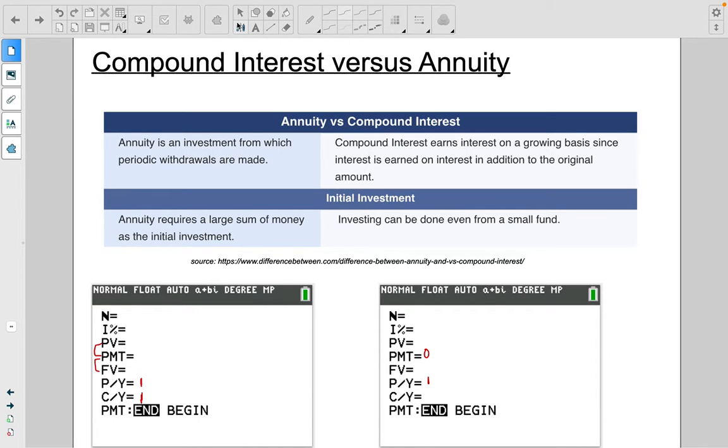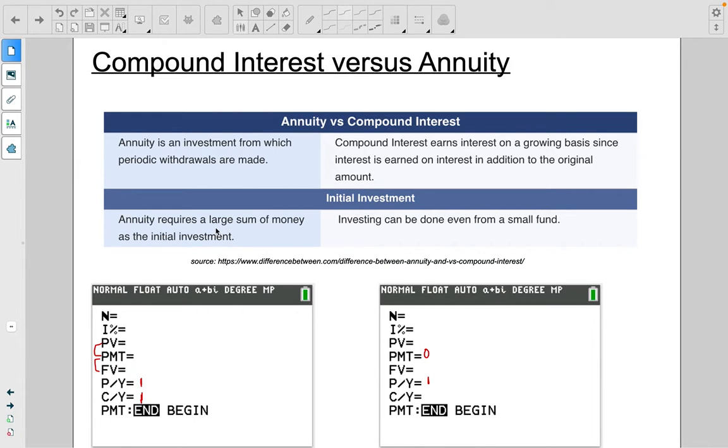So the annuity is an investment with periodic withdrawals. Another example of annuity, for example, if someone has a will, they have already an amount given to them from the beginning, and then they receive kind of a salary for a specific amount of time, regular salaries. So annuity requires a large amount of money as an initial investment. That's just a brief overview.